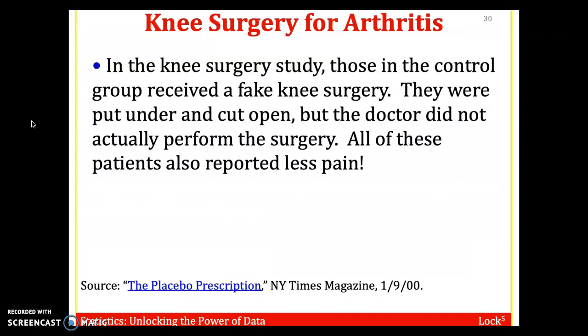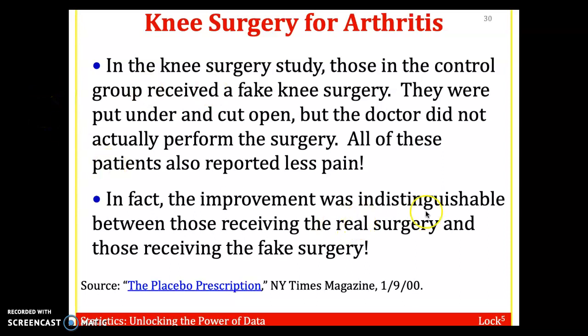All right, so in the knee surgery study, those in the control group received a fake knee surgery. This is kind of nuts. There was a randomized comparative study where one group got the knee surgery and one group were put under and cut open, but the doctors did not actually perform the surgery. And what's crazy is all of these patients reported less pain, those that got the surgery and those that got the fake surgery, put under and cut open on their knee. In fact, the improvement was indistinguishable between those receiving the real surgery and those receiving the fake surgery.